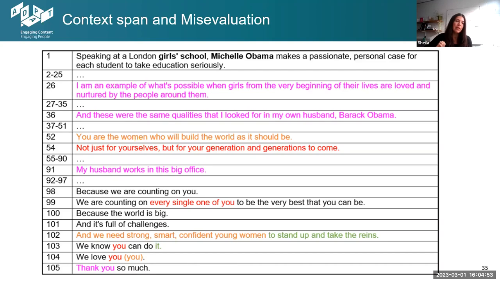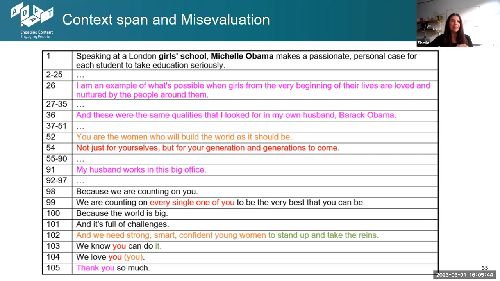So you can see there in Portuguese, when we say thank you, we have to know the gender, because if you are a male, you have to say obrigado. If you're female, you say obrigada. So we have to have one gender there. Otherwise, we just put everything in the masculine. So you see that to figure out that thank you so much has to be translated into the feminine, the closest sentence that will give us a clue is sentence 91, because it says, my husband works in this big office. And you can say, okay, so this person has a husband, so she's probably female, but that's not very true because males can also have husbands. So it's not really a given there.